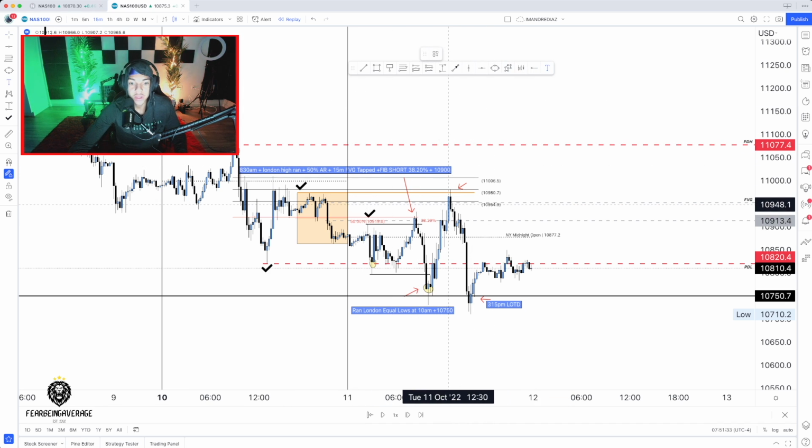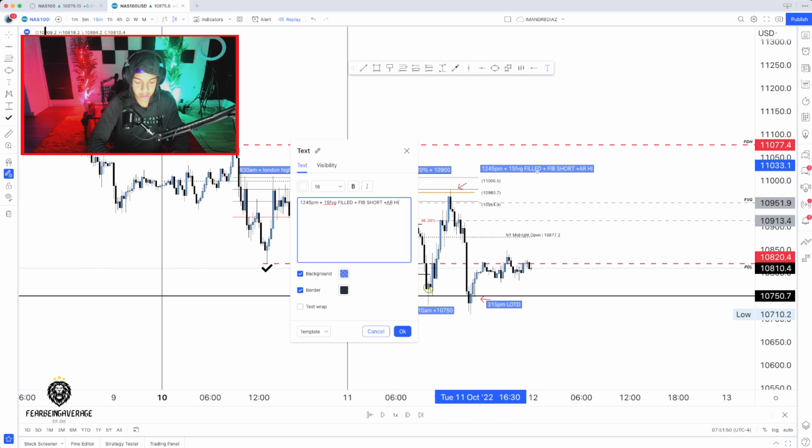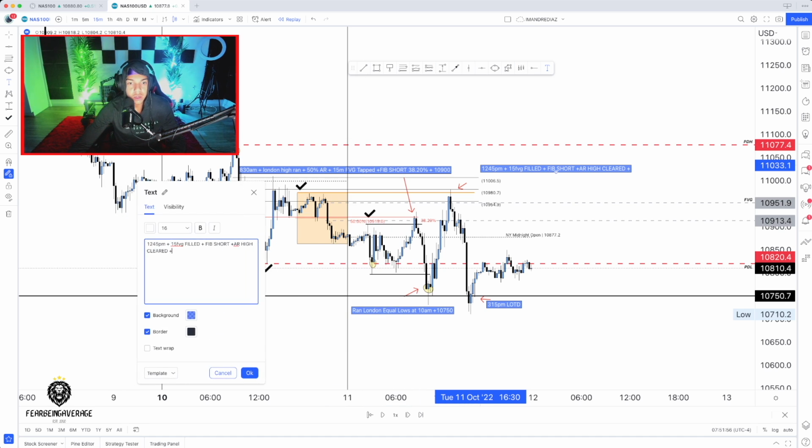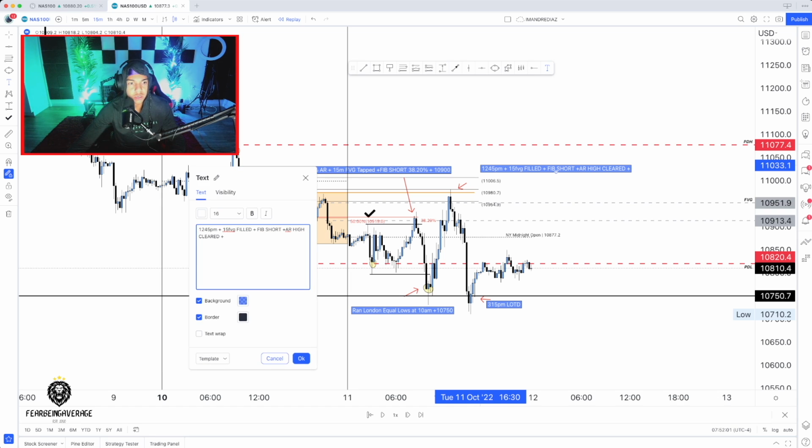So right here at 12:45 p.m., we had the 15-minute fair value gap filled. We didn't just tap into it, we filled it, along with the fib short, along with the Asian range high getting cleared. I think for the most part that's going to be it for those confirmations. Yeah, that's going to be it for that.